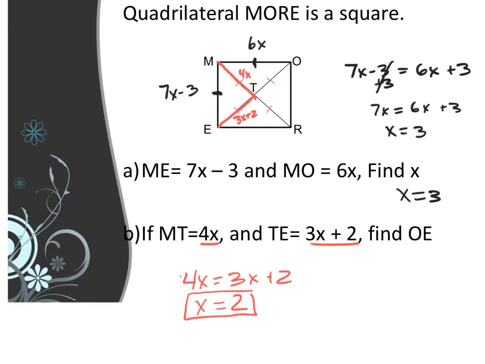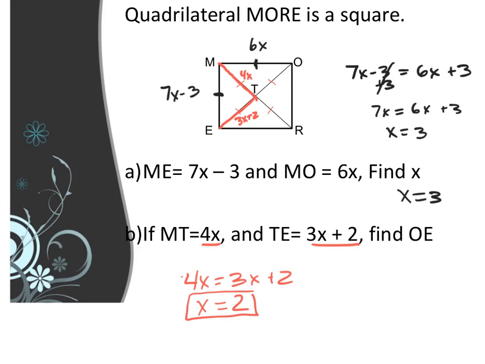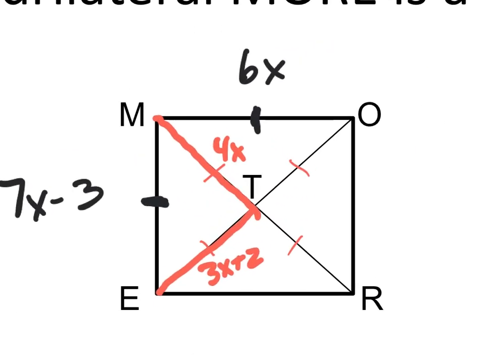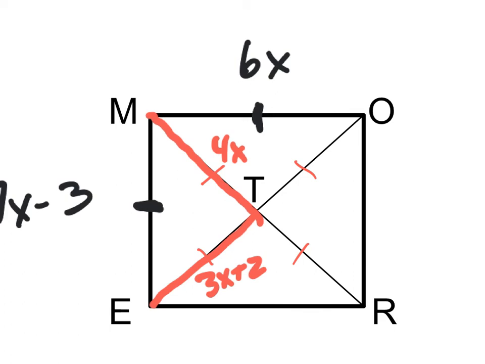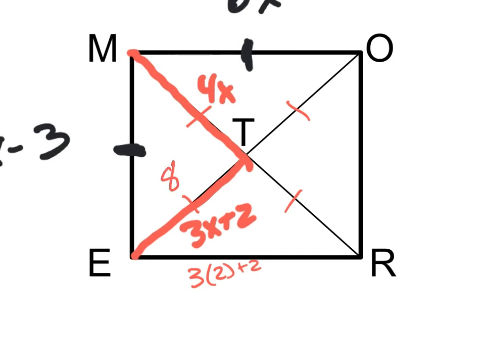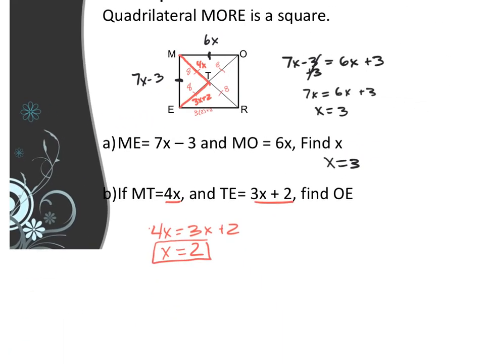Good. Now we need OE. So you want to plug it back into either one, so you can do 3x plus 2. She could have plugged it in the 4x too. She'd still end up at the same place. Like she said, she could plug it in wherever she wants. She's right. That gives you 8. So this piece is 8. Then you just want to multiply that by 2 because they're congruent. All of these are 8, so she can just take 8 and multiply it by 2, and then she has the whole line, which gives you OE, which is 16. OE equals 16. And that's it, my friends.